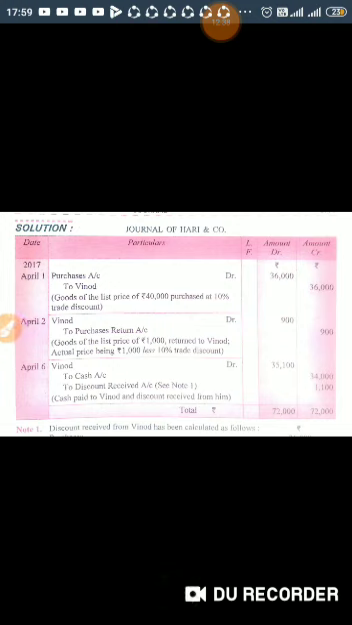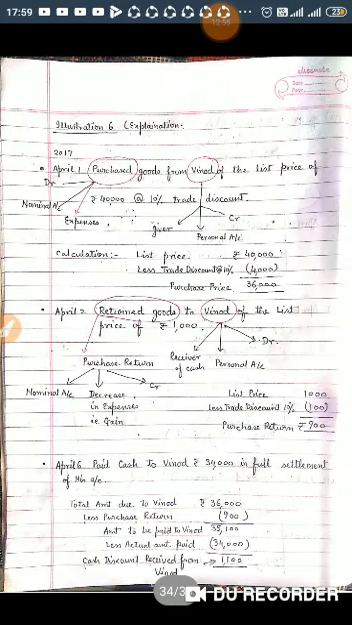Goods of the list price of rupees 40,000 purchased at 10% trade discount, or you can simply write being goods purchased on credit at 10% trade discount. Now the next transaction is April 2, return goods to Vinod of the list price of rupees 1,000. In this transaction, we are returning goods to the supplier, that is Vinod.